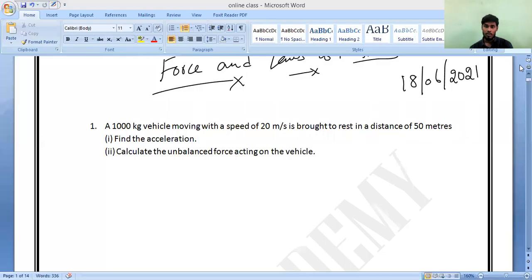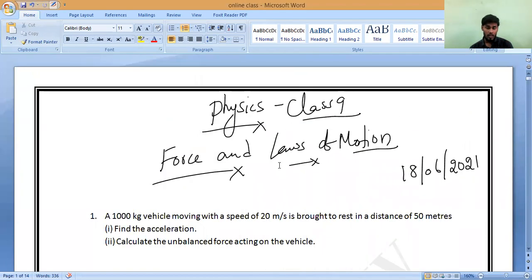Good morning, all of you. We'll continue the numericals regarding Newton's laws of motion, force and Newton's laws of motion. In the last class, I taught you a few numericals and how we need to solve them. A few more classes will continue that, because numericals have much importance in class 9. So let us come to today's class.